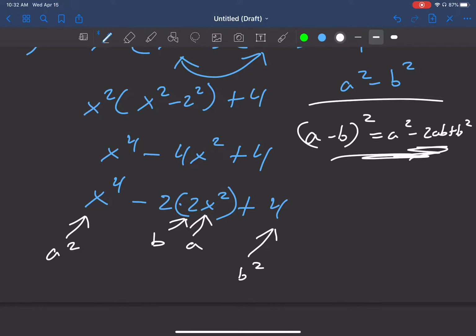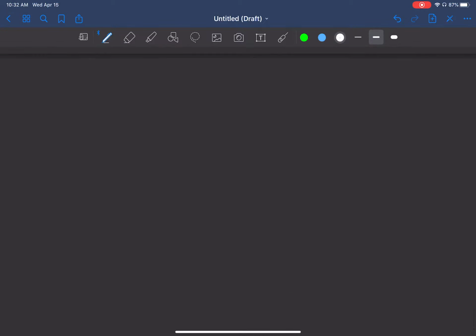So now what we need to do is just say, okay, well, I got it. What's my a? My a is going to be x squared, and my b is going to be 2. So really, it's going to be x squared minus 2 squared. So it's just applying those formulas. This way, you really want to know them like the back of your hand.